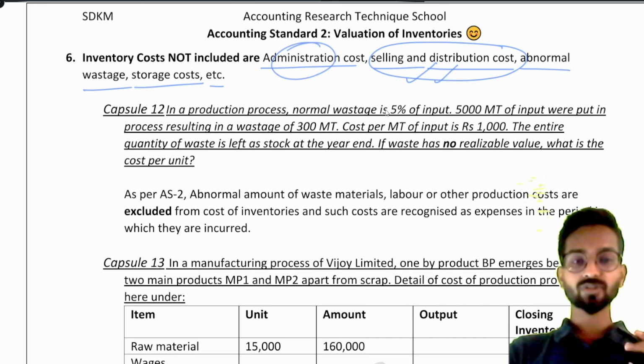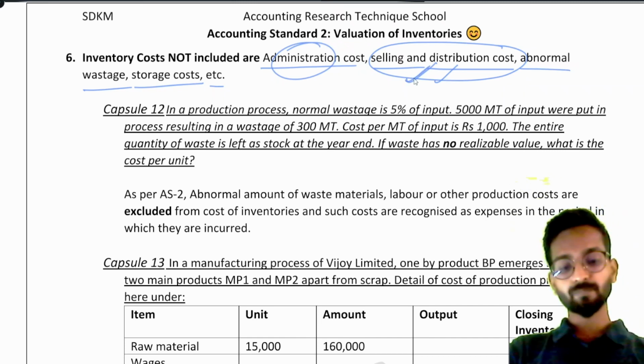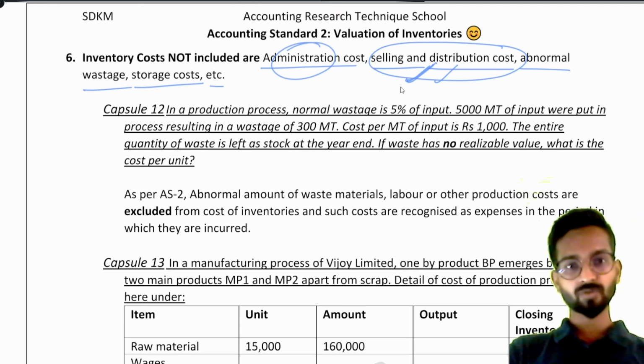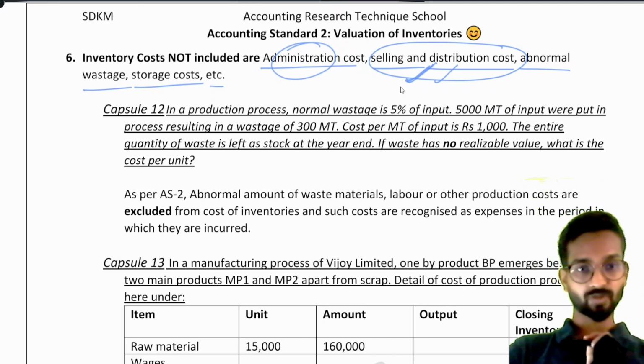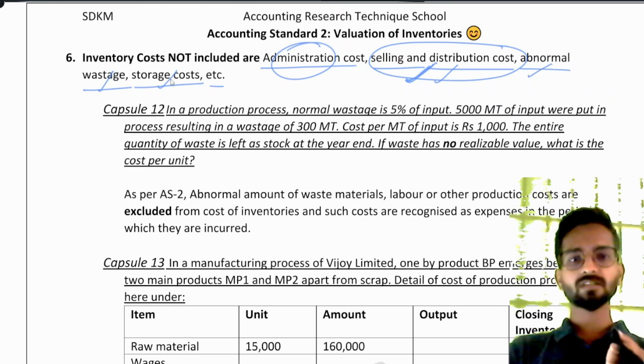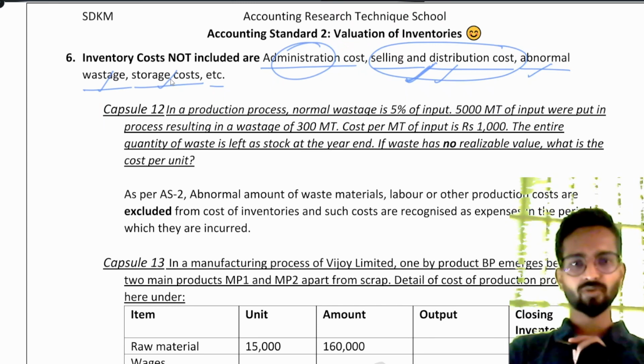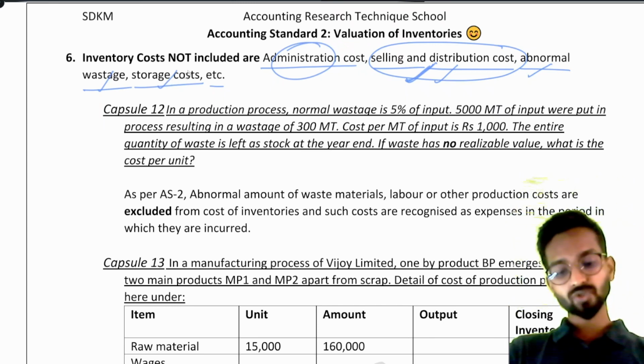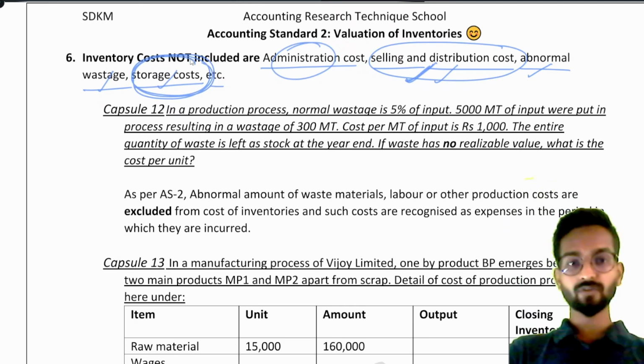And selling and distribution cost decisions will be taken in the office only. Now you cannot say the product which is already in the godown in the factory, you have not incurred any cost on them, no. So how can you write that inventory cost will include selling cost? It is not possible. Understand this, okay. Like that, abnormal wastage we have already discussed. Storage cost is that cost which is incurred if you are storing in the godown or warehouse. But remember, storage cost can have two meanings.